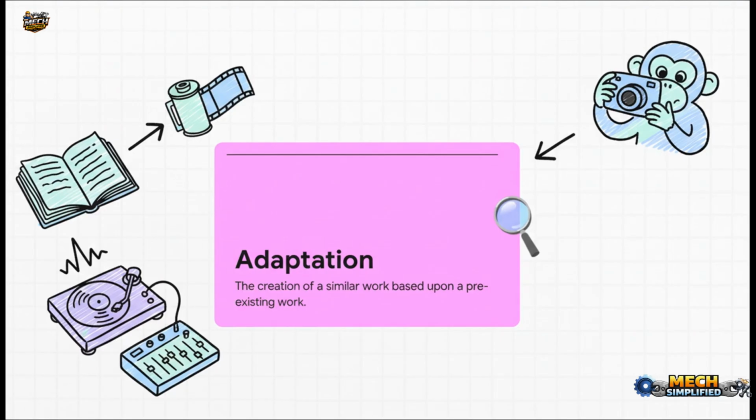So the law defines this as the creation of a similar work based upon a pre-existing work. This kind of thing happens all the time. Think about the Harry Potter books being turned into those blockbuster films, or a musician taking a classic Beatles song and creating a whole new jazz arrangement. In both of those situations, a new work is being built on top of an existing one. This is a really key concept because it's all about how creativity grows and changes.